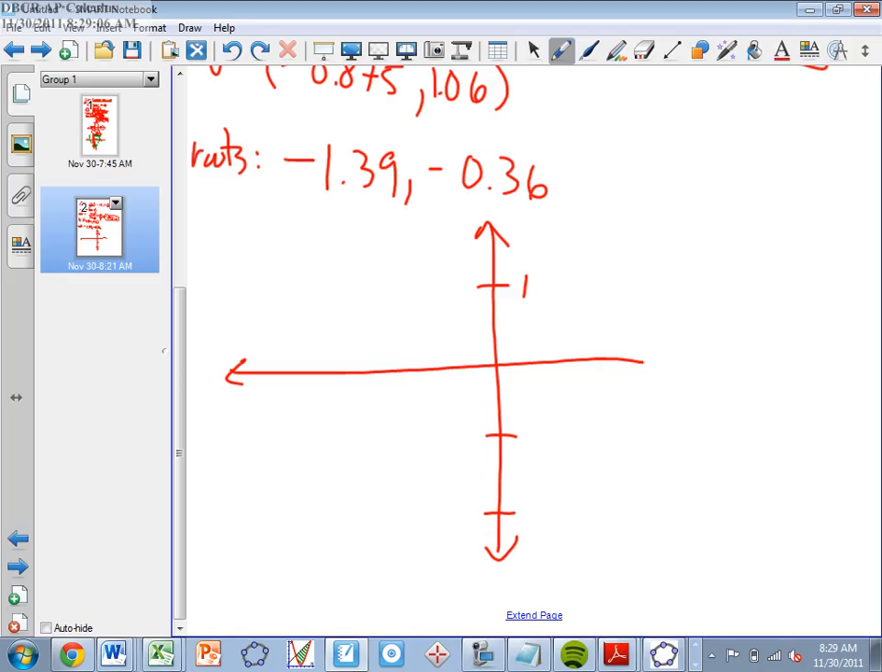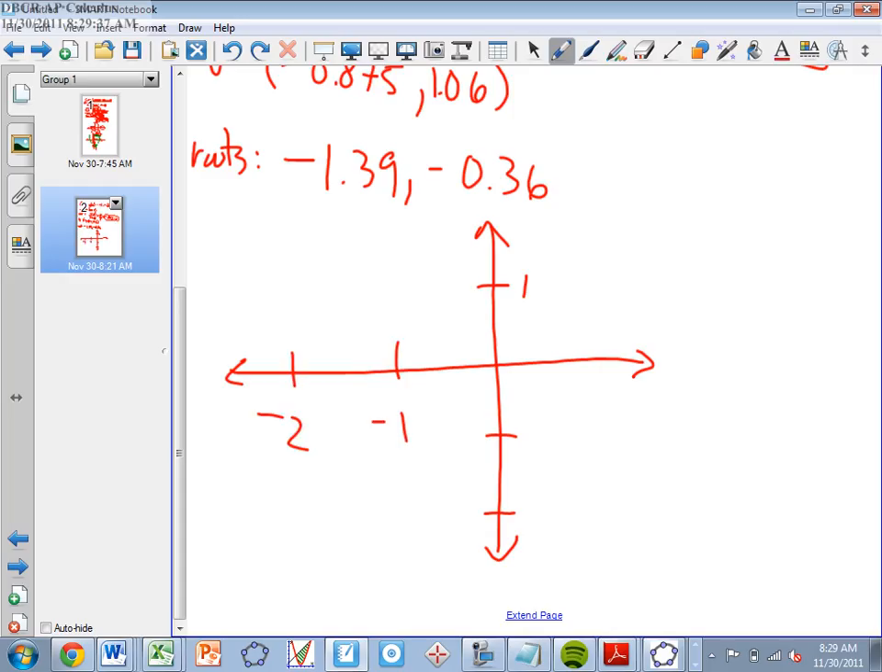For the x values, what is my smallest x value? Look at your roots or look at your axis of symmetry. What is the smallest number of all of them? What is it? -1.39. So -1.39 was one of my roots, and 0.36 was another root. Okay? So here, on this graph, I'm really only going maybe to negative 2 here.